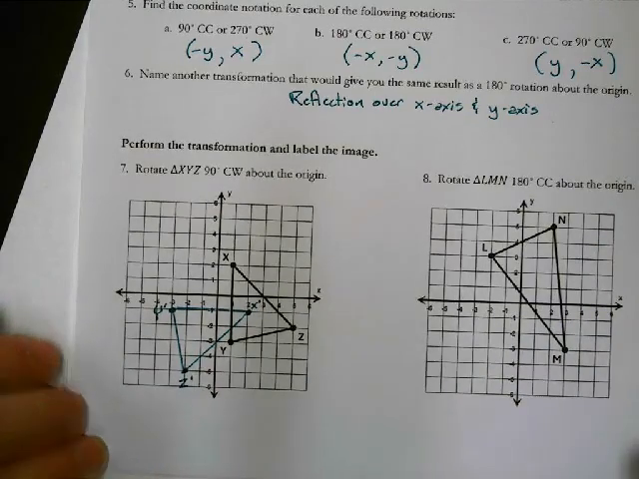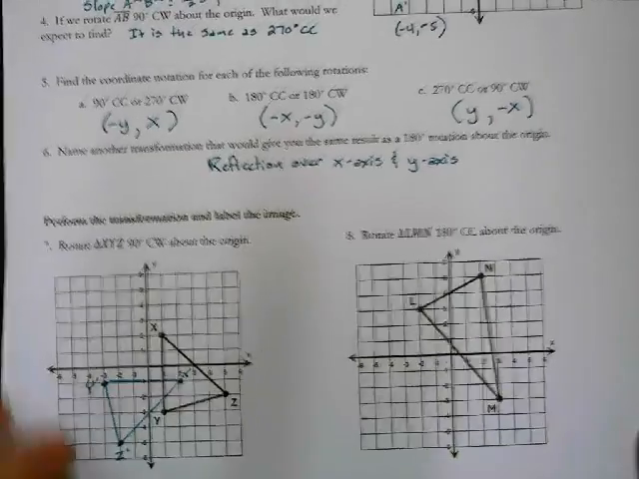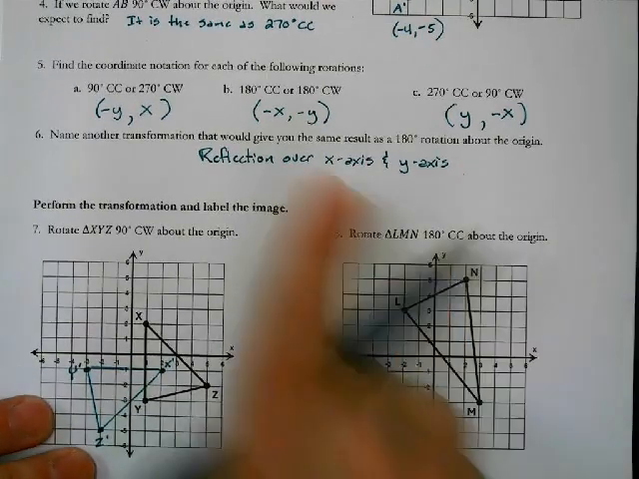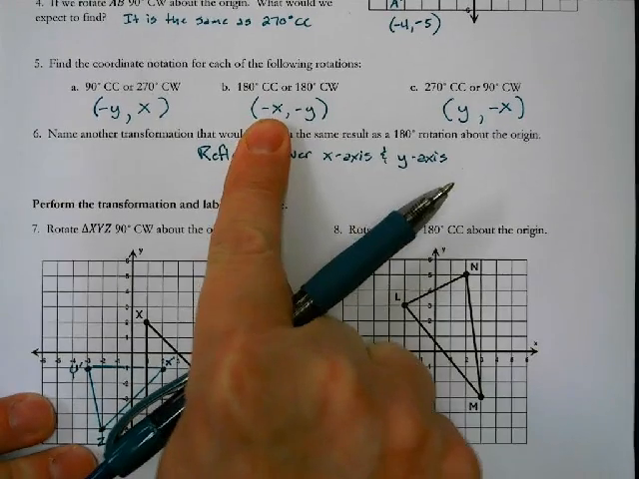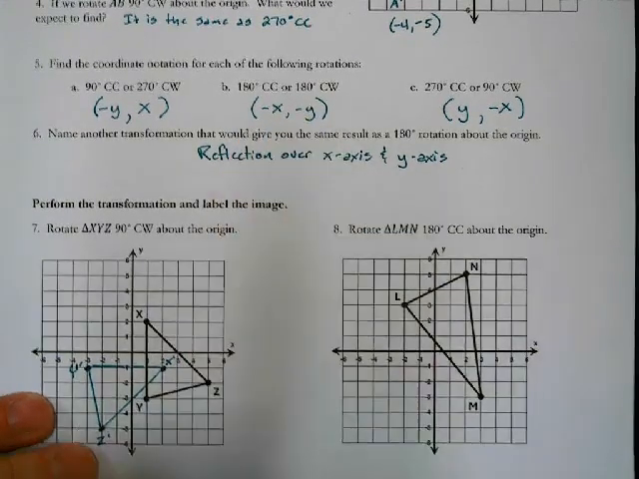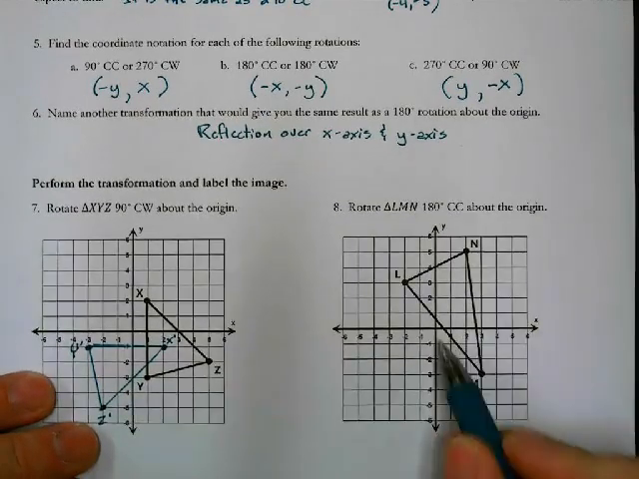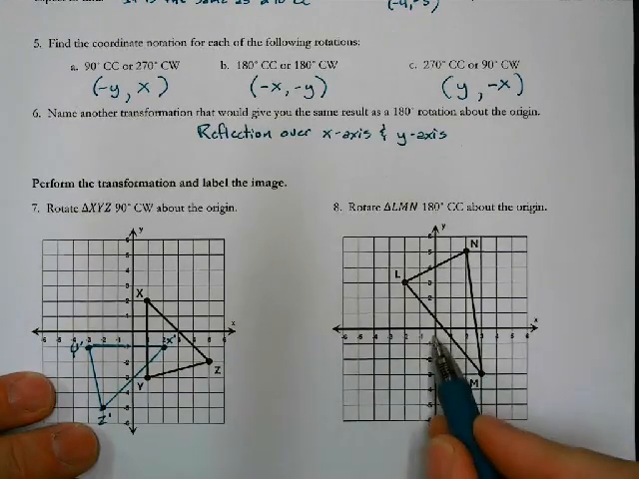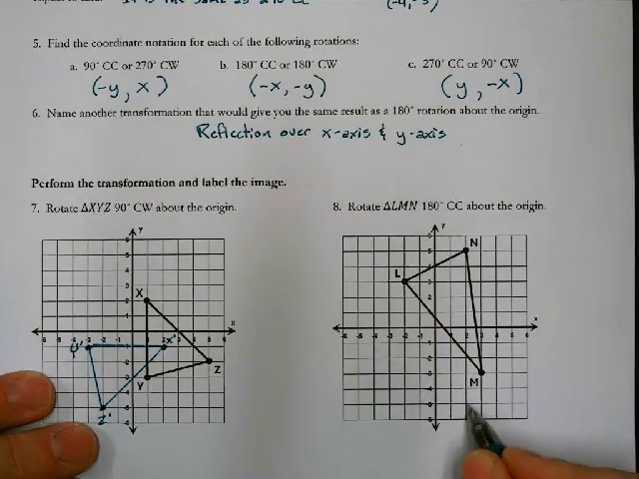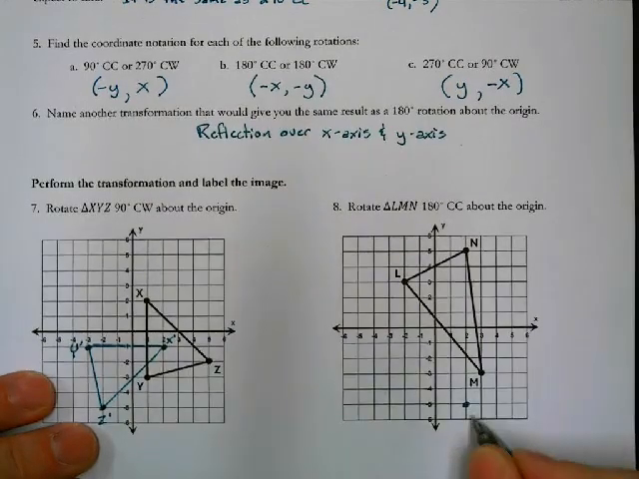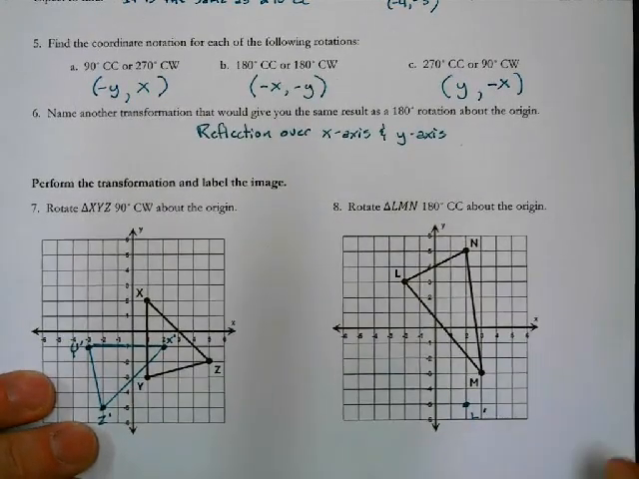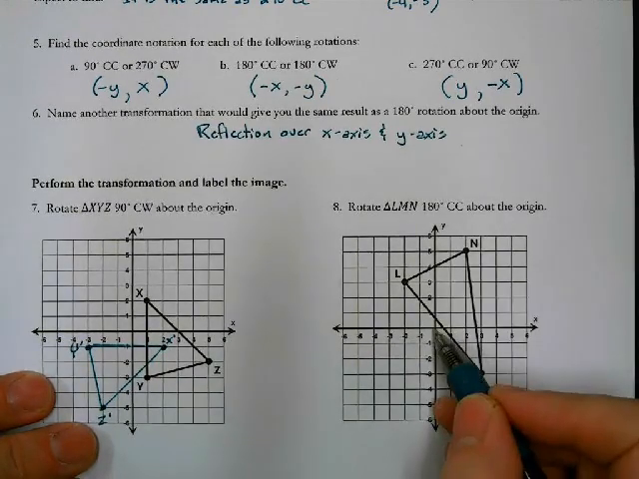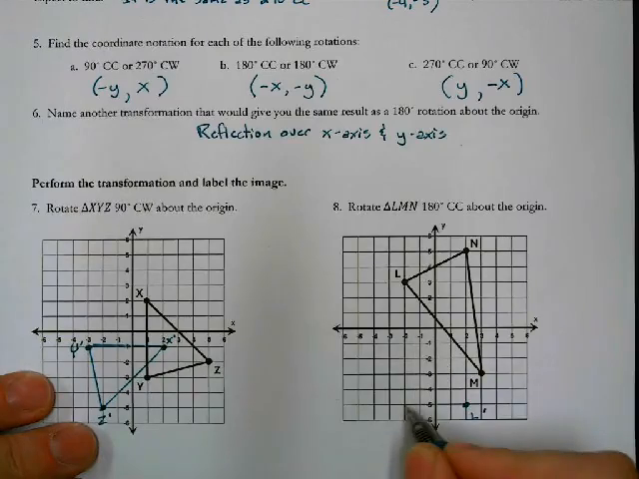Now this one is rotating 180 degrees counterclockwise. Let's go ahead and use our coordinate notation. The X and the Y just change their signs. This is negative 2, positive 5. So what's the opposite? Positive 2, negative 5. So L prime should show up over here. This is at 2, 5, so it should go to negative 2, negative 5, using the coordinate notation negative X, negative Y.